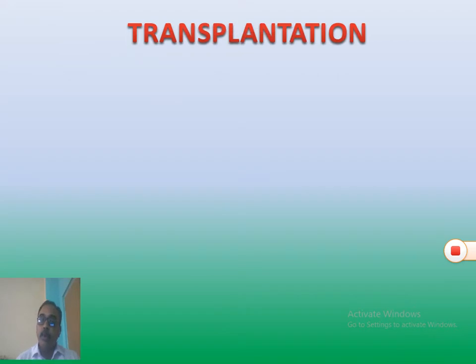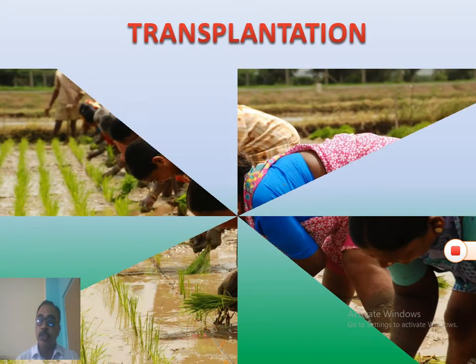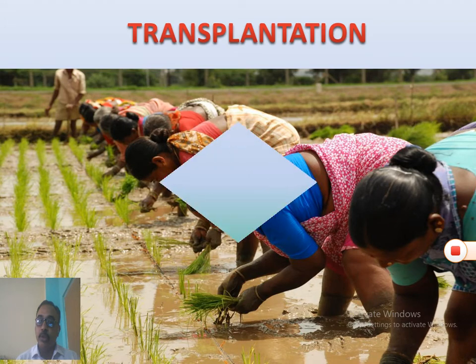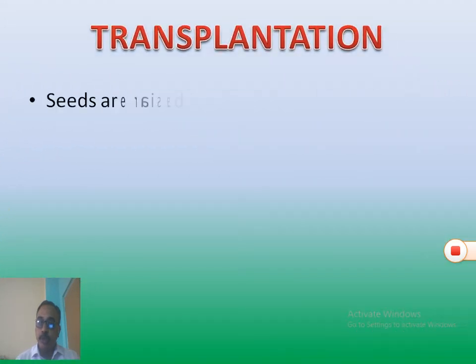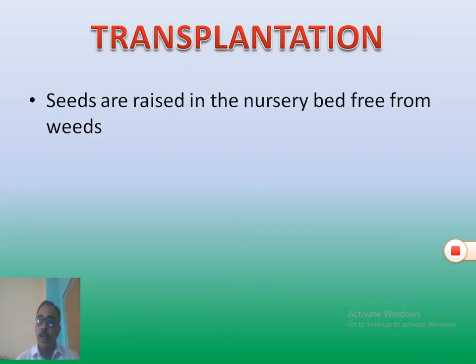One of the best methods of rice cultivation is transplantation. Now what is transplantation? If you see it from the word itself, we can understand that it is something to transplant. That means to replant, to take a plant from one place to another. So let us see what is transplantation.